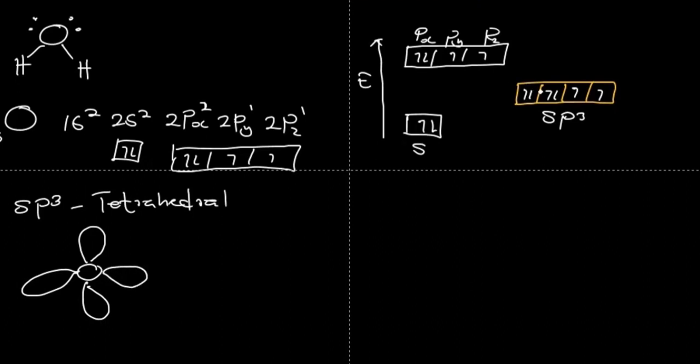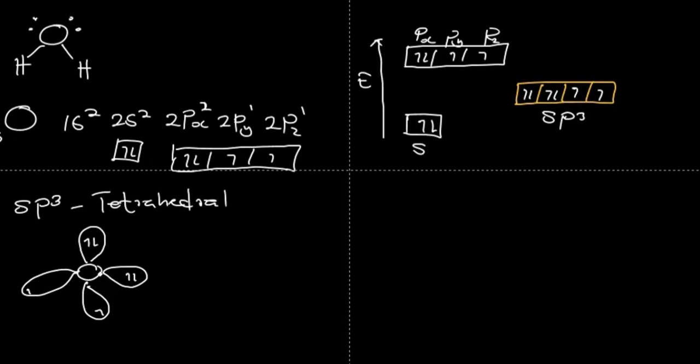Now you look at what electrons we have in the hybrid orbitals. So in two of the orbitals we have paired electrons. And then these two have unpaired electrons. So this is an unpaired electron.